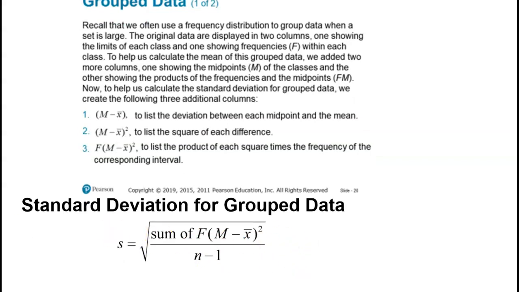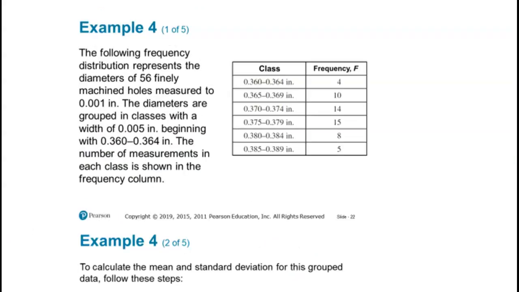So let's go ahead and look at a problem. Again, this is very similar to what we did before. Here's a frequency distribution. Rather than individual data points, it's in classes, and this has to do with machined holes. There are 56 different pieces of data, and they've already made the frequency distribution for you. Normally, remember, this would be 56 different numbers that they would give to you, and you would need to make tally marks to get this frequency distribution, but they've done that for you already.